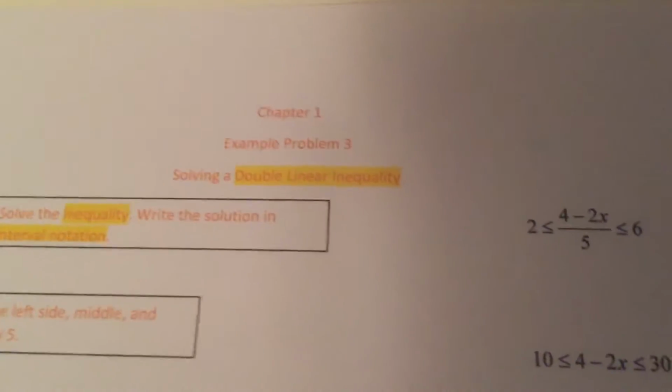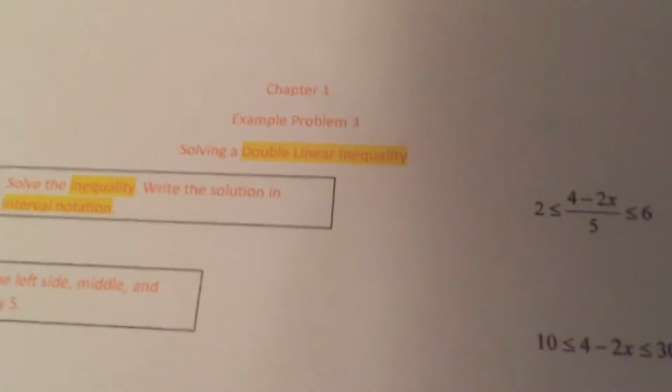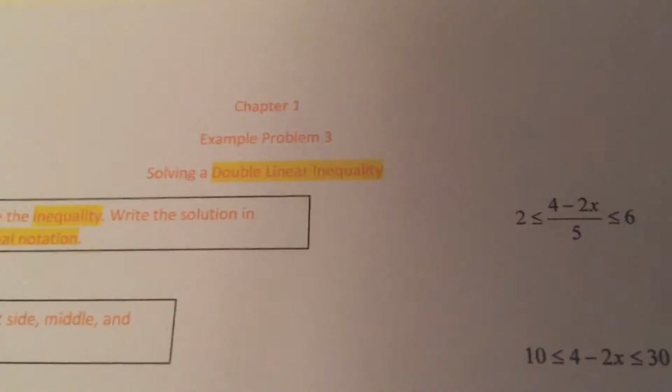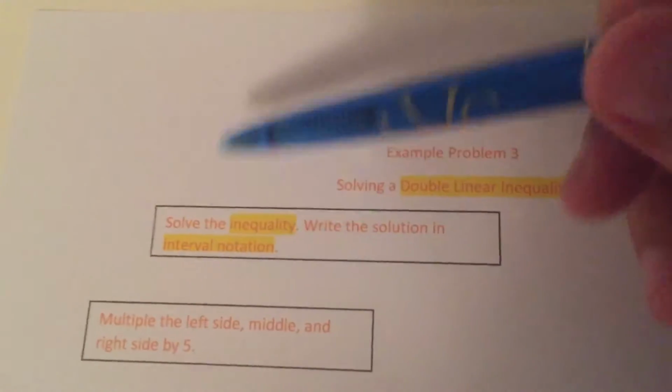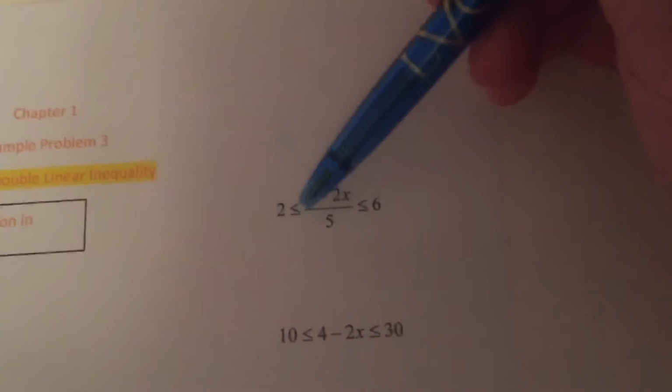Alright guys, now we're on our final example problem 3 from chapter 1. And this one involves solving a double linear inequality. So our instructions for this problem is to solve the inequality and write the solution in interval notation. So here is our inequality that we're solving.